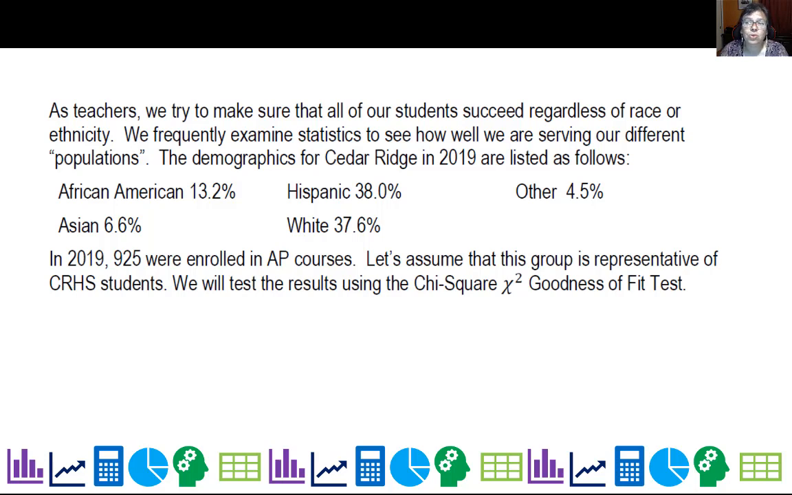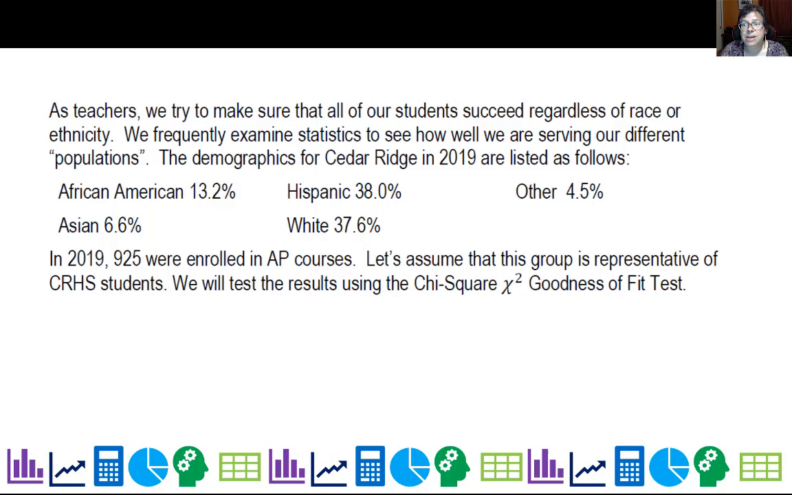So as teachers, we try to make sure that all of our students succeed, regardless of race or ethnicity. We frequently examine statistics to see how well we are serving our different populations. Now, the demographics for Cedar Ridge in 2019 are listed here. African American was 13.2%, Hispanic 38%, other 4.5%, Asian 6.6%, and white 37.6%.